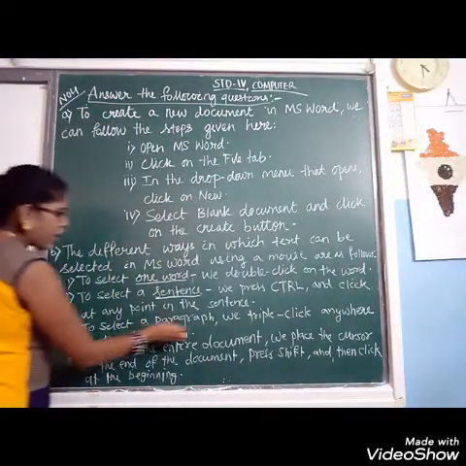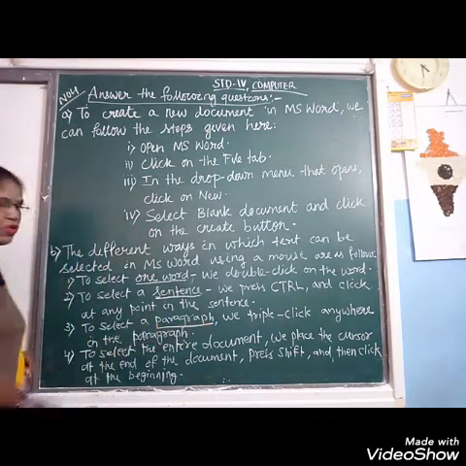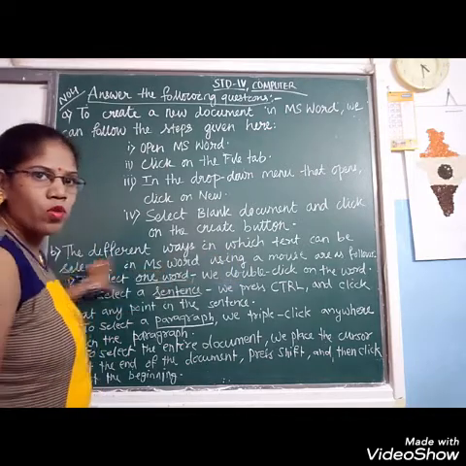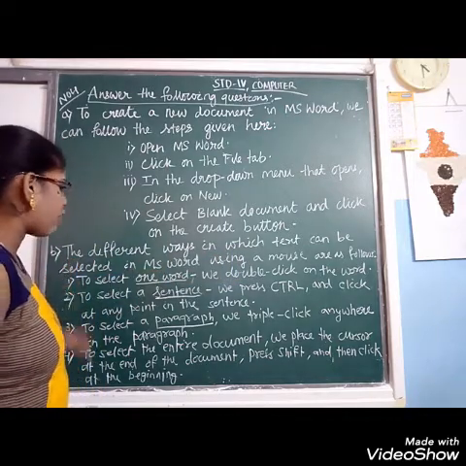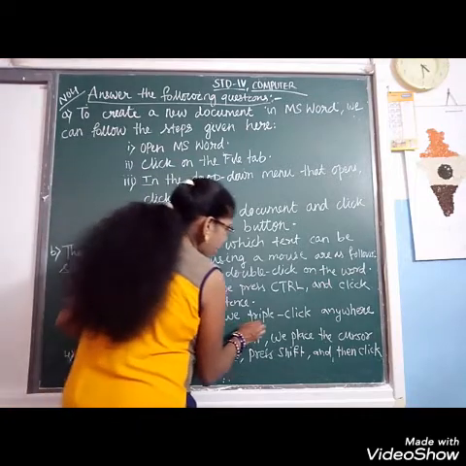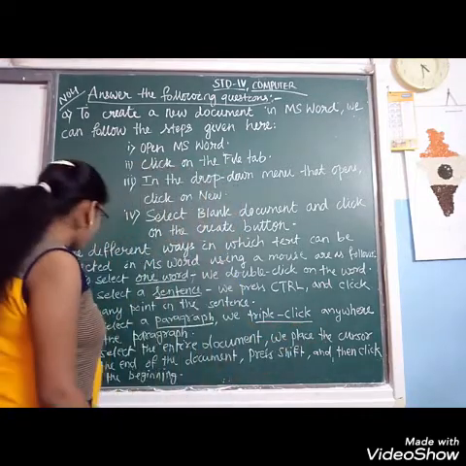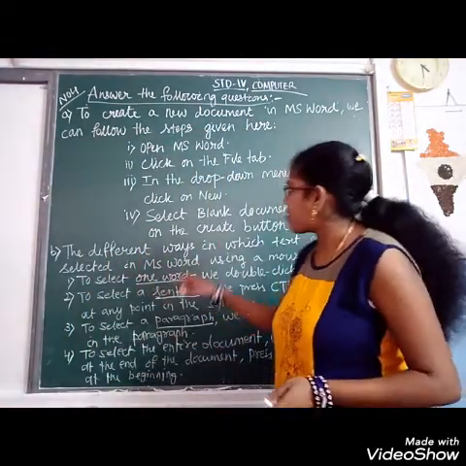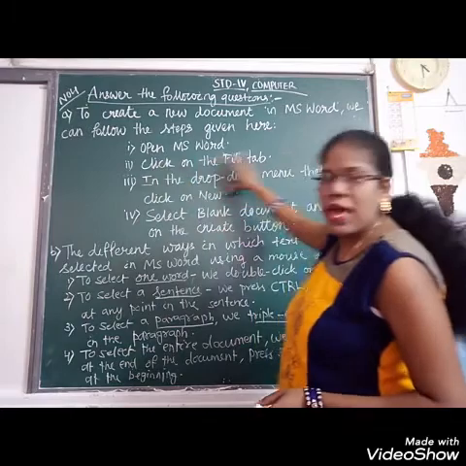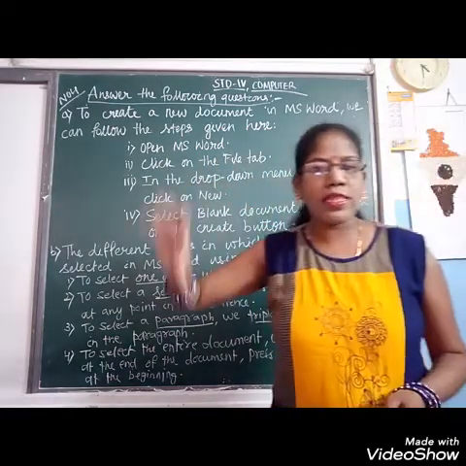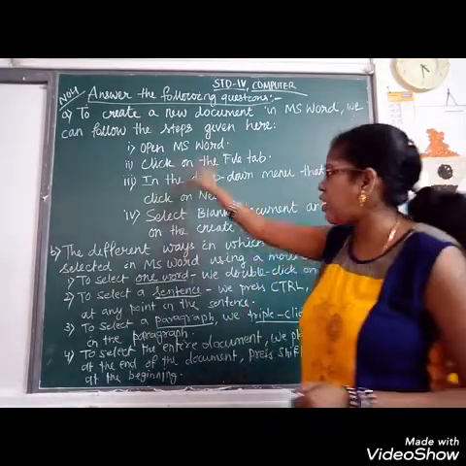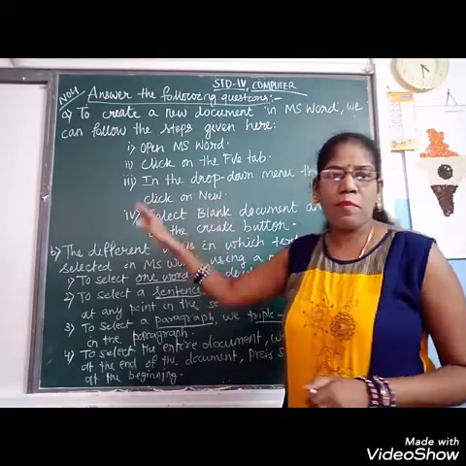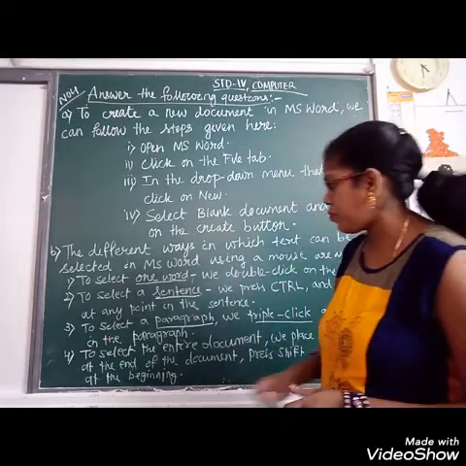If you want to select a paragraph, suppose I want to select this paragraph. This is a whole paragraph. For that, triple click anywhere in the paragraph. Suppose this is one paragraph and I want to select it. Anywhere I will keep the cursor and triple click. Then the paragraph is selected.